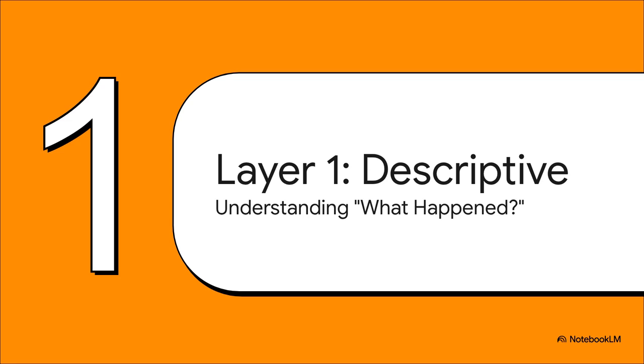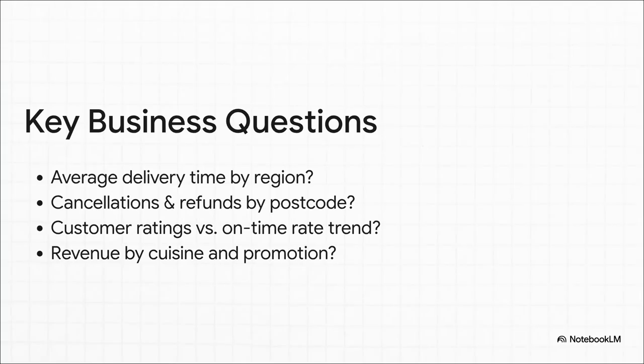This is all about looking in the rearview mirror. It's about understanding precisely what has already happened, and believe me, this is the solid ground that everything else has to be built on. So for our app, Hungry Now, this layer is all about answering those fundamental historical questions. The business team needs to know things like, what was our average delivery time last month? How many people canceled their orders? Are customers happier when deliveries are on time? You know, the basics. We are basically taking a giant mountain of messy, raw data and turning it into clear, easy-to-understand stories about the past.